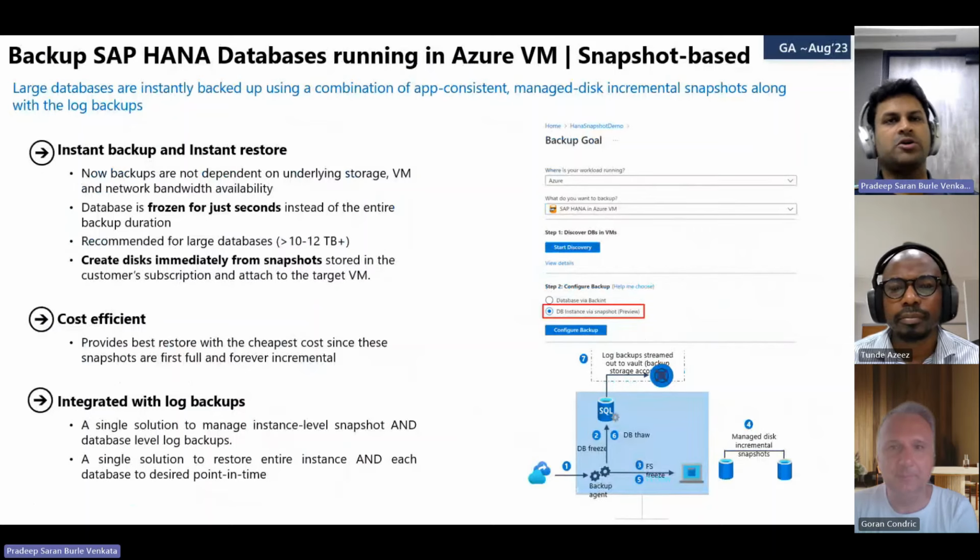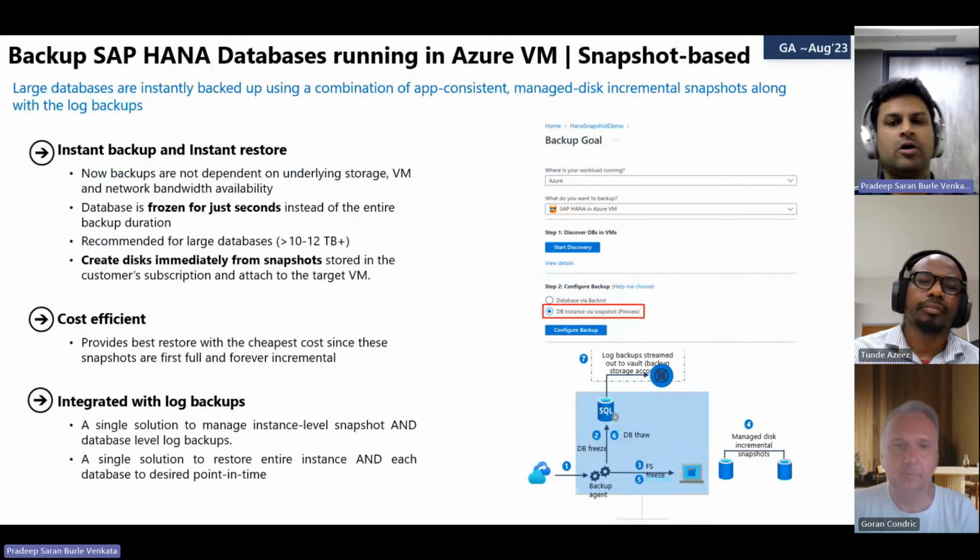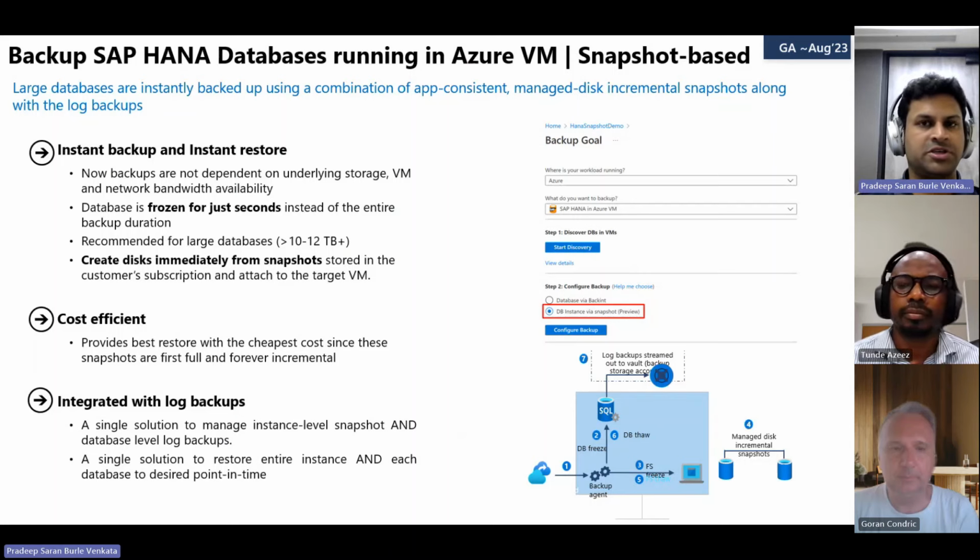And we spoke about streaming, right? So predominantly how customers use the solution is for smaller databases, say 10 to 12 terabytes, customers can use streaming backup, and anything larger, about 30 terabytes or 50 terabytes, they can use snapshot backup. So where we take a managed disk snapshot of your underlying storage, and we store it in the customer storage account. And we also use log backups on top of that. That's the goodness of that.